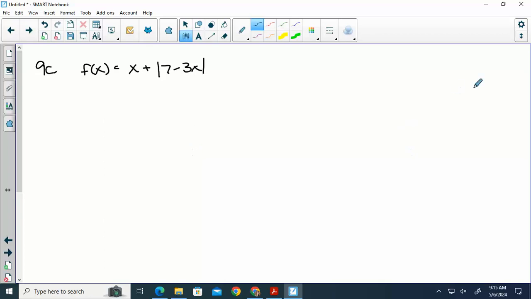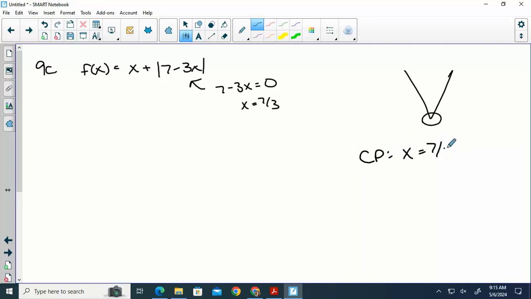The graph is a v, right? If you're looking at a v, we know the derivative is undefined at that point. That point is when the inside is equal to 0, so that's when my x is 7/3. So I already know that 7/3 would be a critical point because that's where the derivative will be undefined.